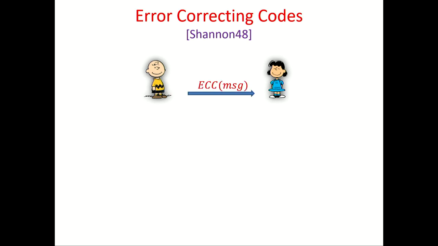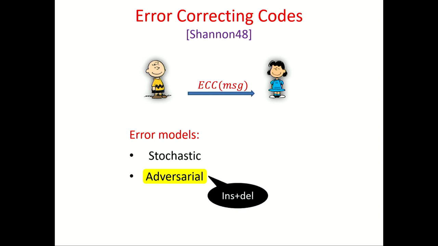There are several error models, but the main two that were considered are the stochastic one, which assumes the noise is random, and the adversarial one, which assumes that the noise is arbitrary: an arbitrary epsilon fraction of the bits can be corrupted. And this is the noise model that we use in our work. More generally, we don't only assume that the adversary can flip bits, but he can also insert and delete bits from the message.